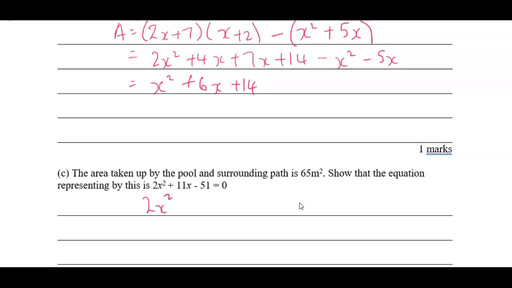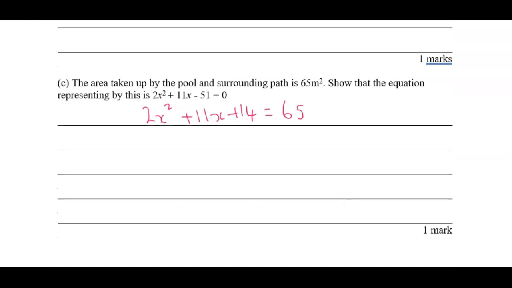So 2x squared plus 11x plus 14 equals, so it says 65. And it's just a matter of now bringing that 65 over. So I'll take away 65 from both sides. So we've got 2x squared plus 11x, and that's where the minus 51 comes from, equals 0. Okay, and that's all you had to do for that question.